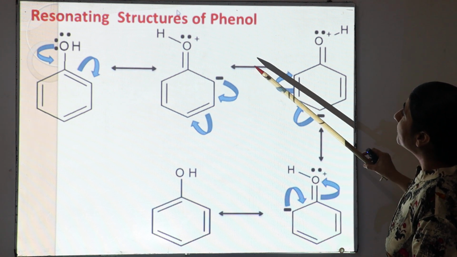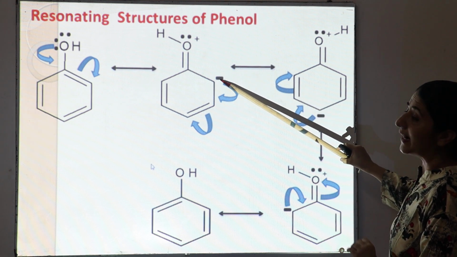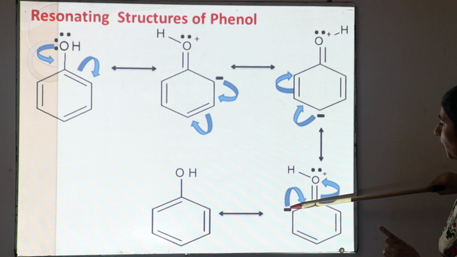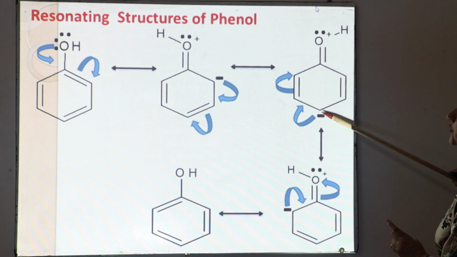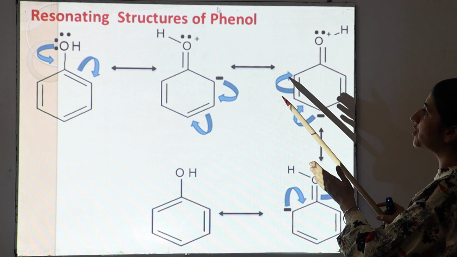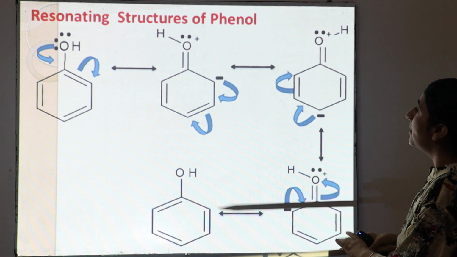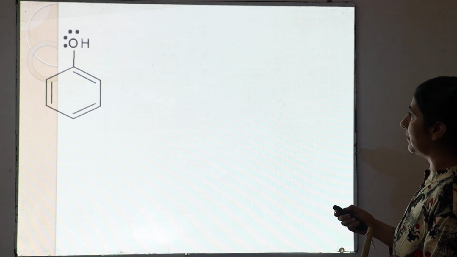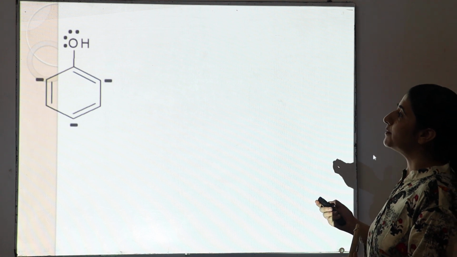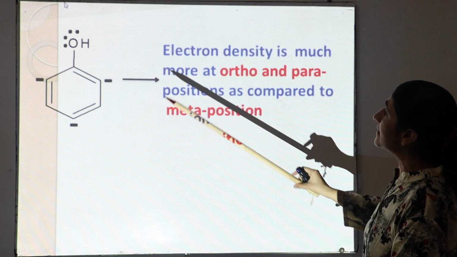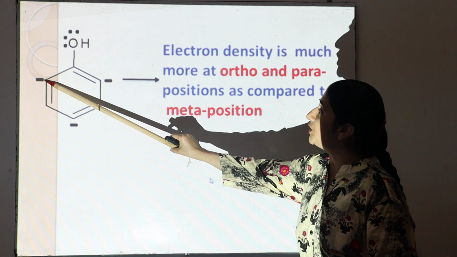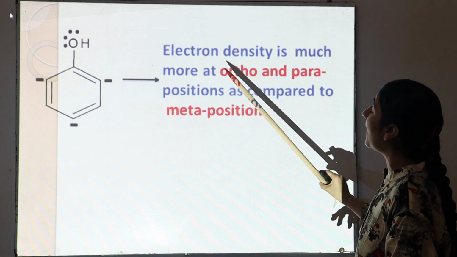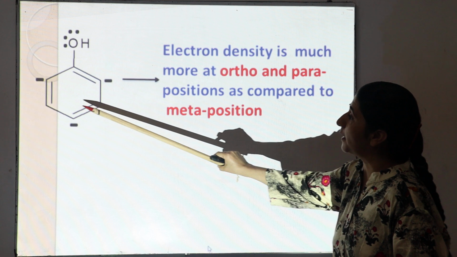It is clear that there is a negative charge at three positions of the benzene ring. Number one is ortho, this is also ortho, and the third one is para. Due to migration of the negative charge or the pi electrons, the benzene ring in phenol acquires a negative charge at three positions, ortho as well as para. This means the electron density at ortho and para positions is higher compared to the meta position.